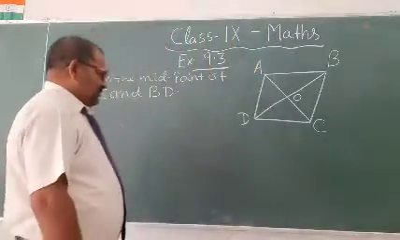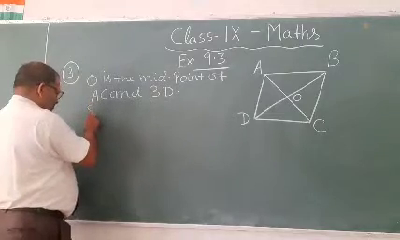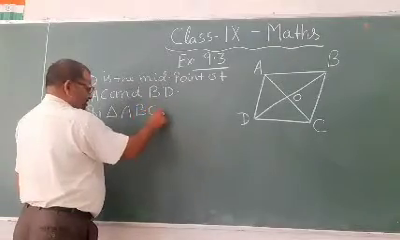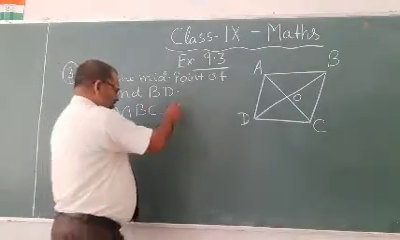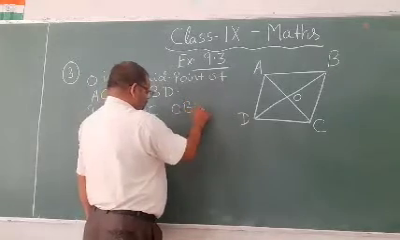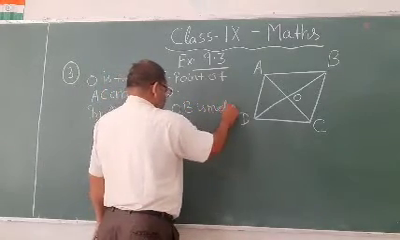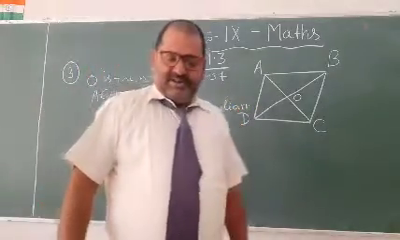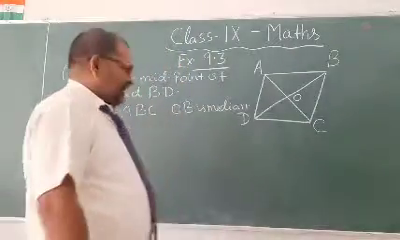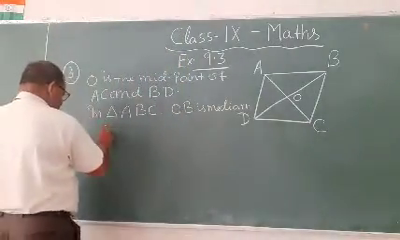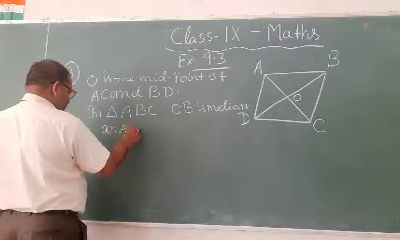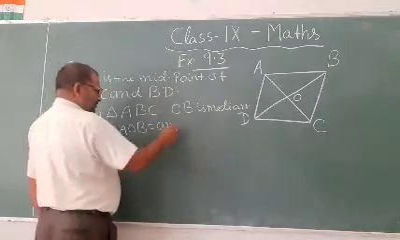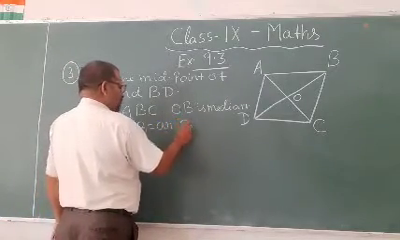In triangle ABC, OB is the median. Then the area of AOB is equal to the area of BOC.